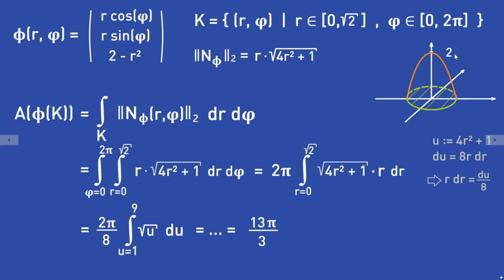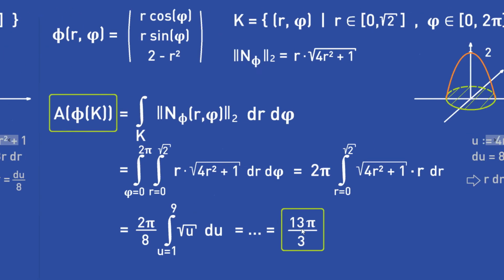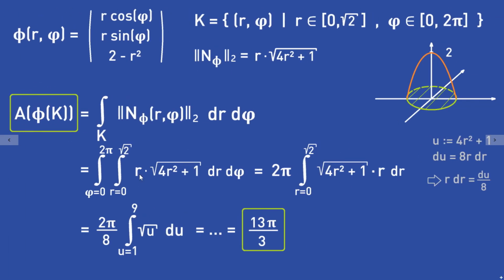So the surface area of this paraboloid is given by this number here. So the surface area of this paraboloid is 13 pi divided by 3.